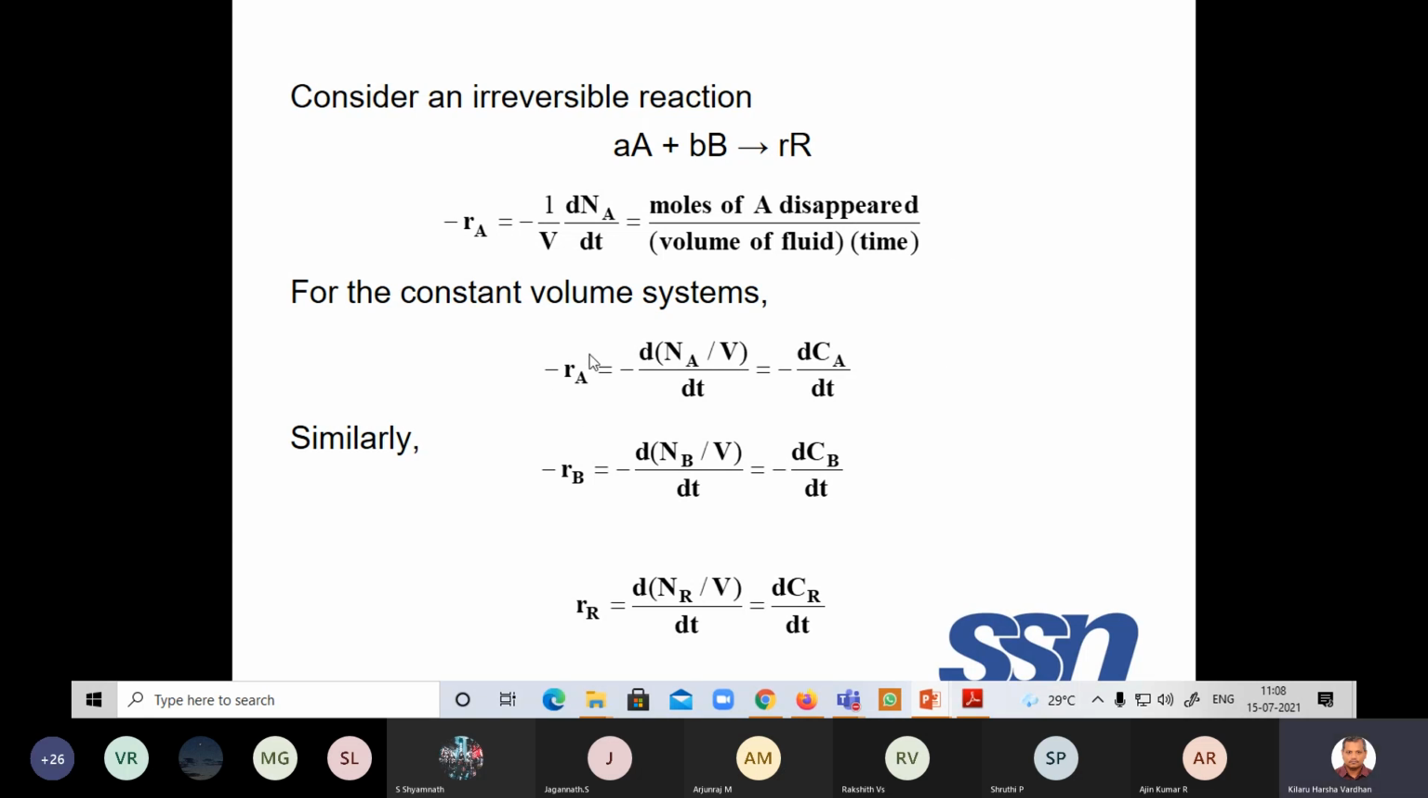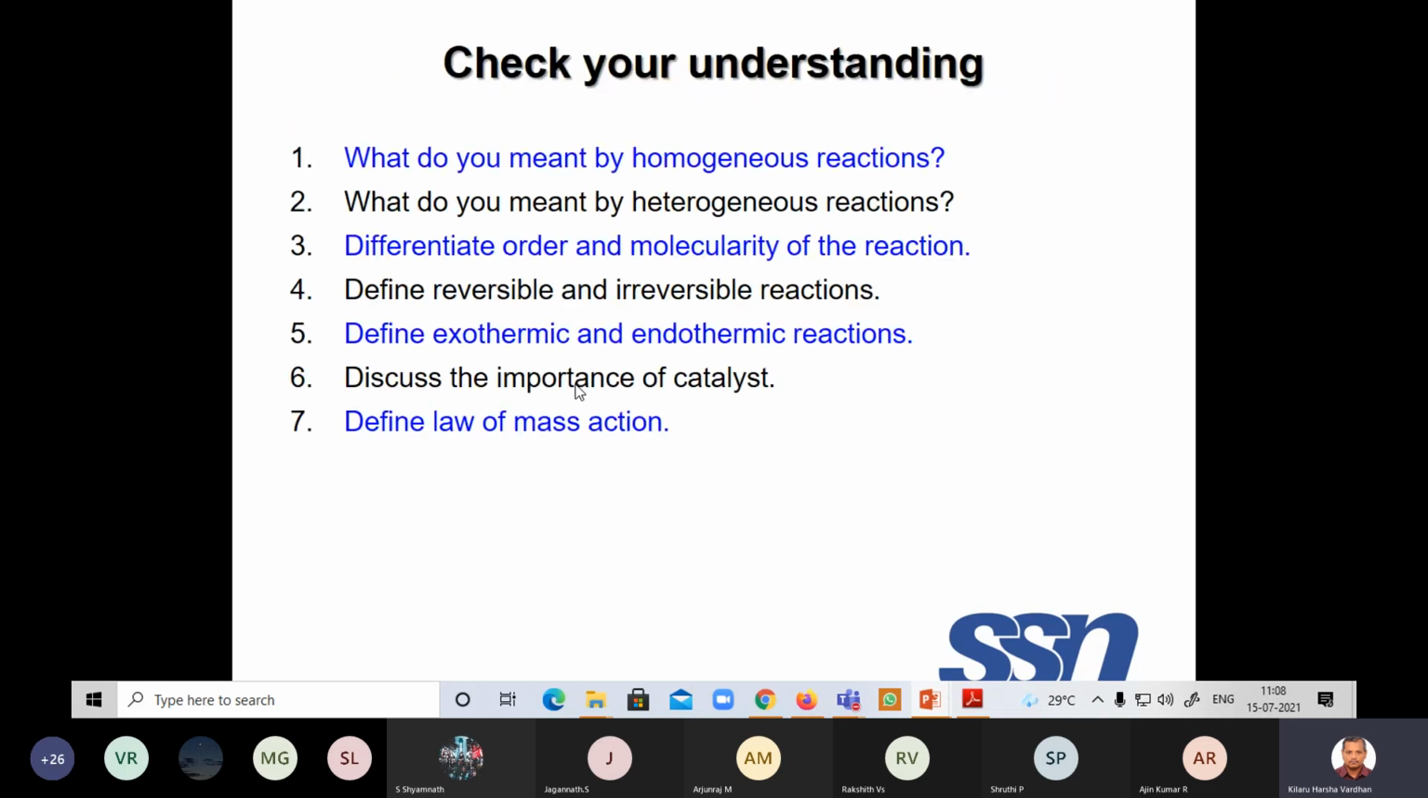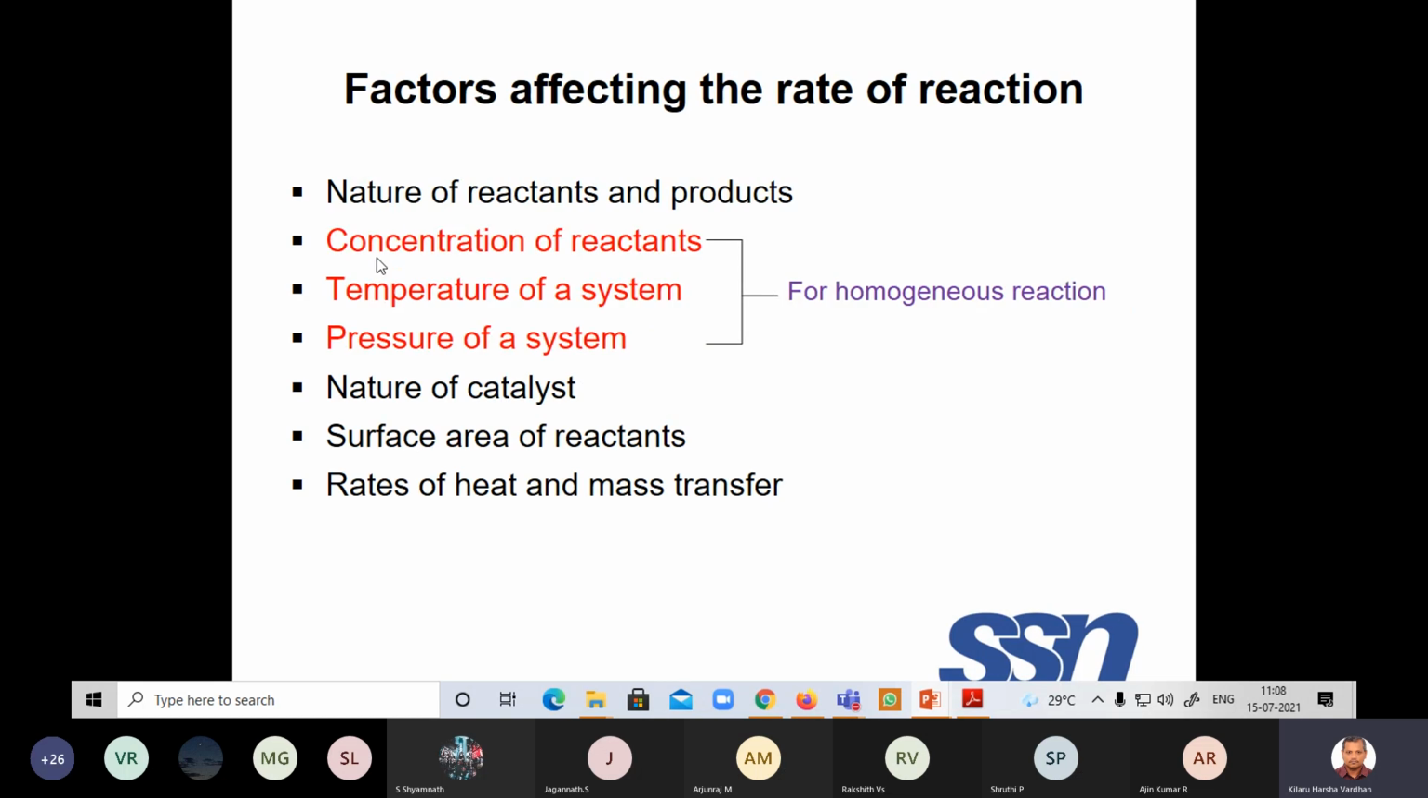Yeah, here minus 1 by V, you are assuming it is constant volume. Volume constant in the sense, the volume of the fluid inside the reactor is constant. Then we can write NA by V as CA. So from this equation, we know that the rate is directly proportional to the change in the concentration. The more the concentration, the more will be the rate. The less the concentration, the less will be the rate, right? That is what I am giving here.